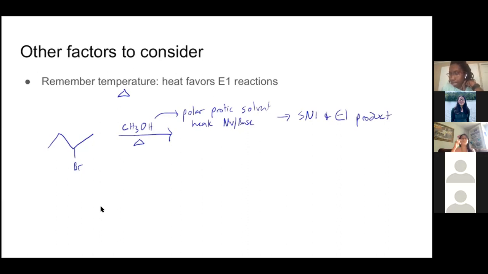So because we have this temperature sign, our major product in this specific reaction is going to be the E1 reaction, or the E1 product.